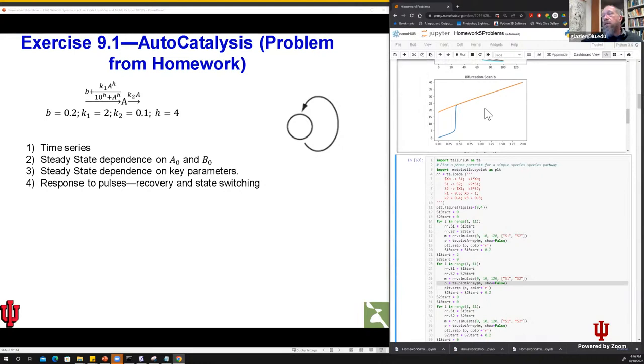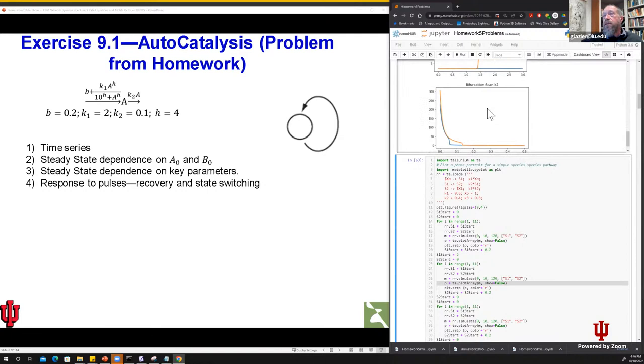Right. And so here, I'm sorry, they're out of order. Here's K2. K2 is a little bit more interesting because if K2 is very big, there's only one steady state, which is the low steady state. I see something else, which is if K2 is very small, I really only have one steady state, which is the high steady state, because making K2 very small is equivalent to making B and K1 very big. So it's only the ratio that matters.